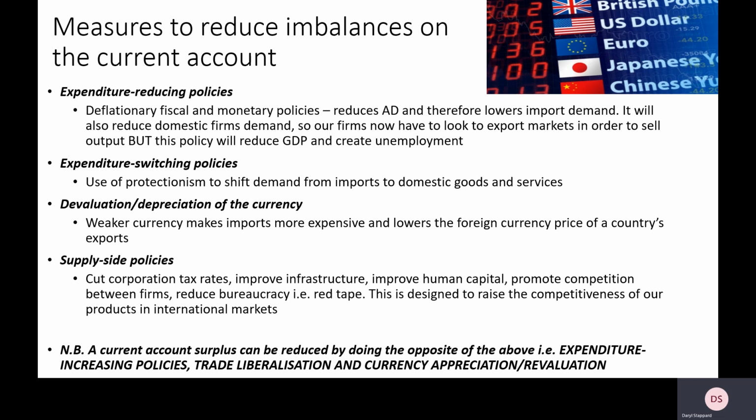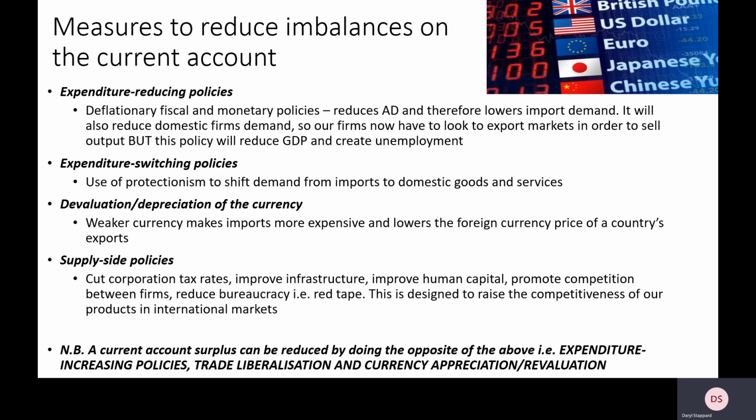Now, what this would also do, if we're going to reduce demand for goods and services within our economy, it means that our firms have got to increasingly look to export markets to sell their goods and services. So what that would mean is our firms, rather than focusing on domestic demand, are now suddenly got to focus more on exporting their goods across the world.